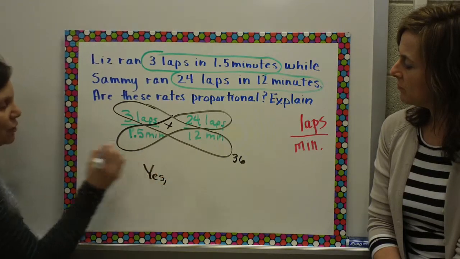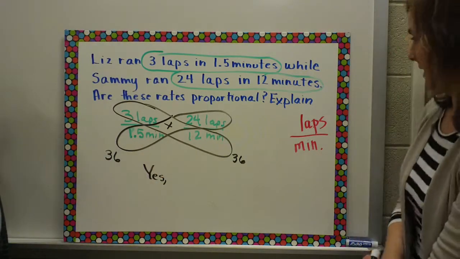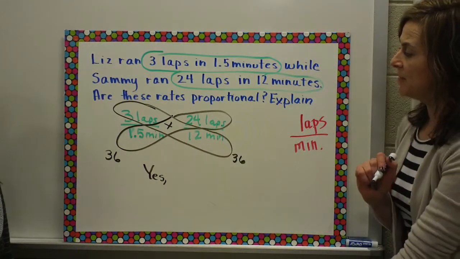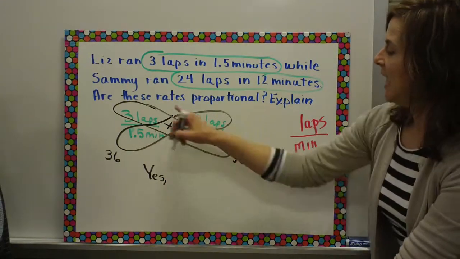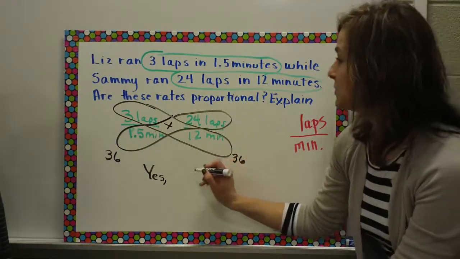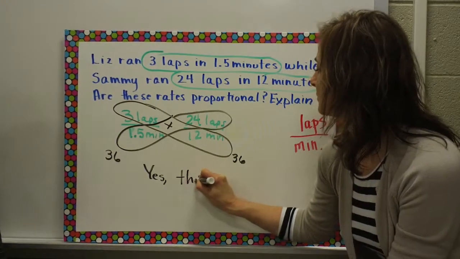And then Mrs. Armentrout will write our explanation. All right, here we go. Since I know that both of the cross products are 36, I know that these are equal to each other. We can write the cross products are both 36.